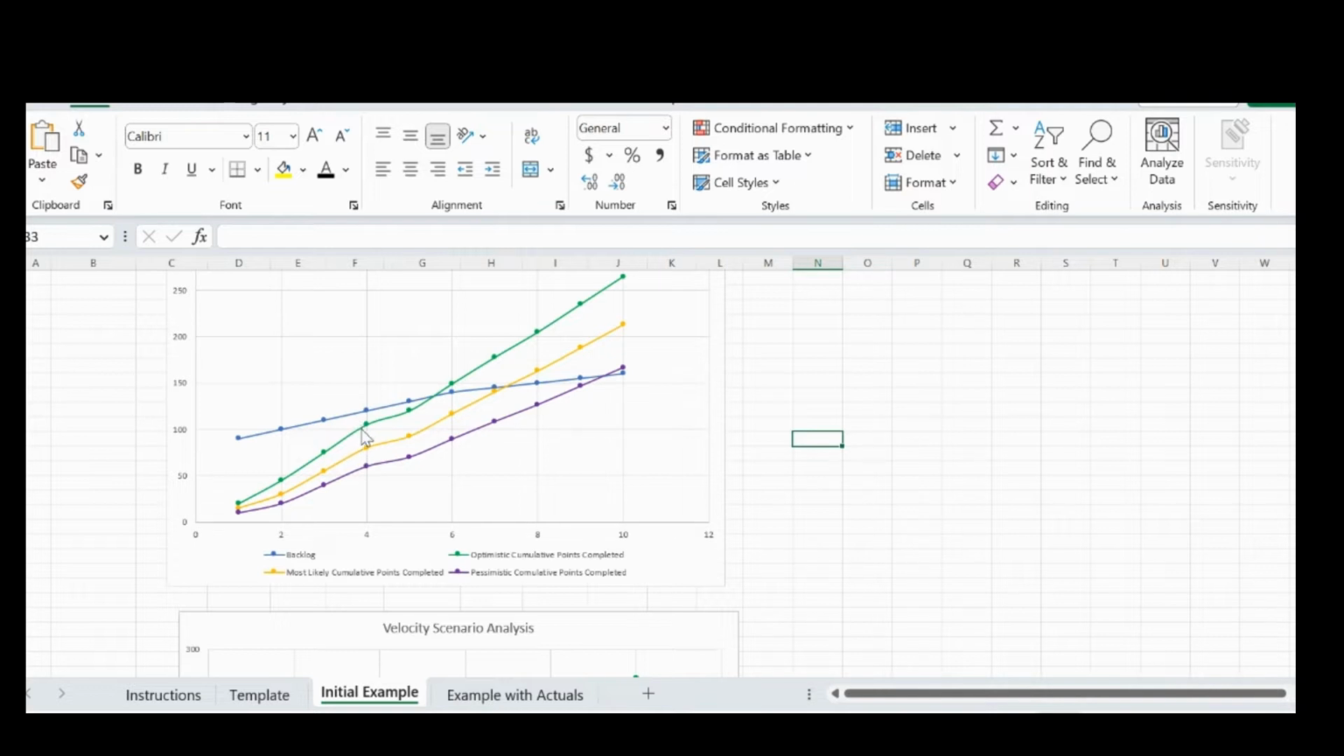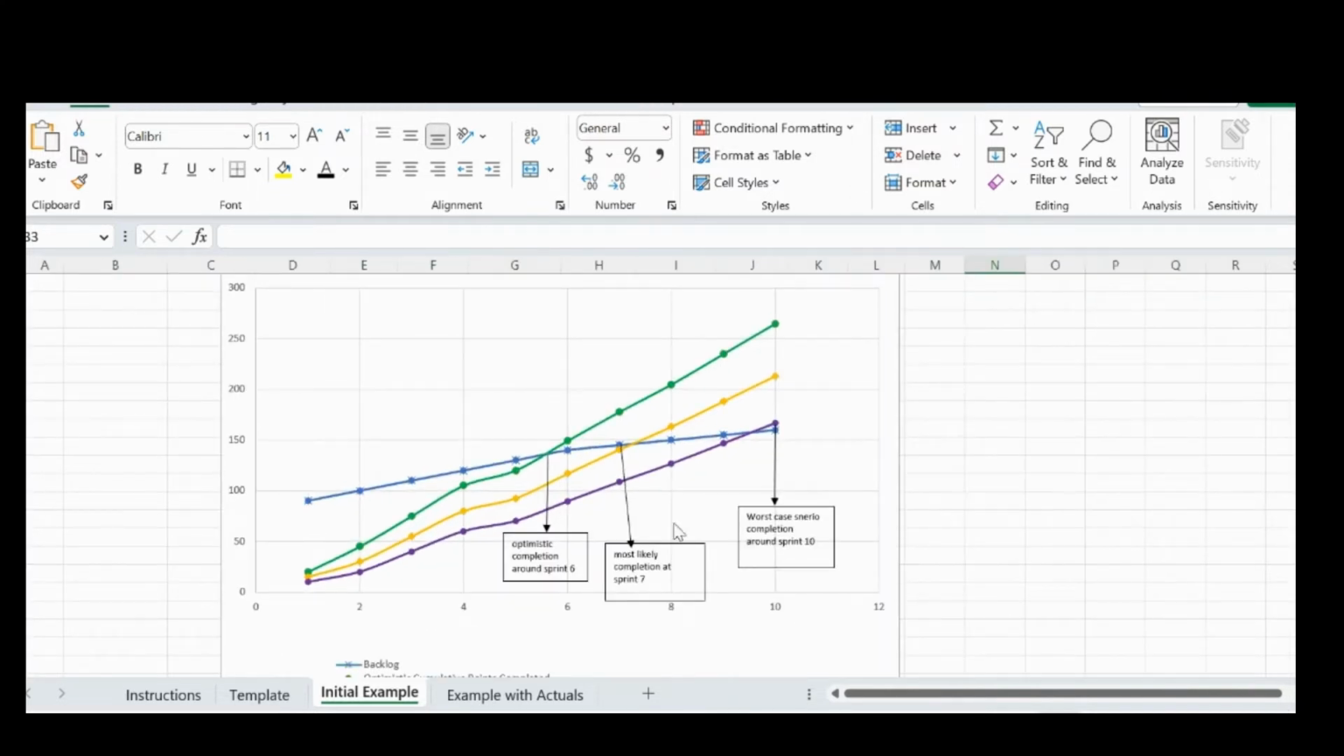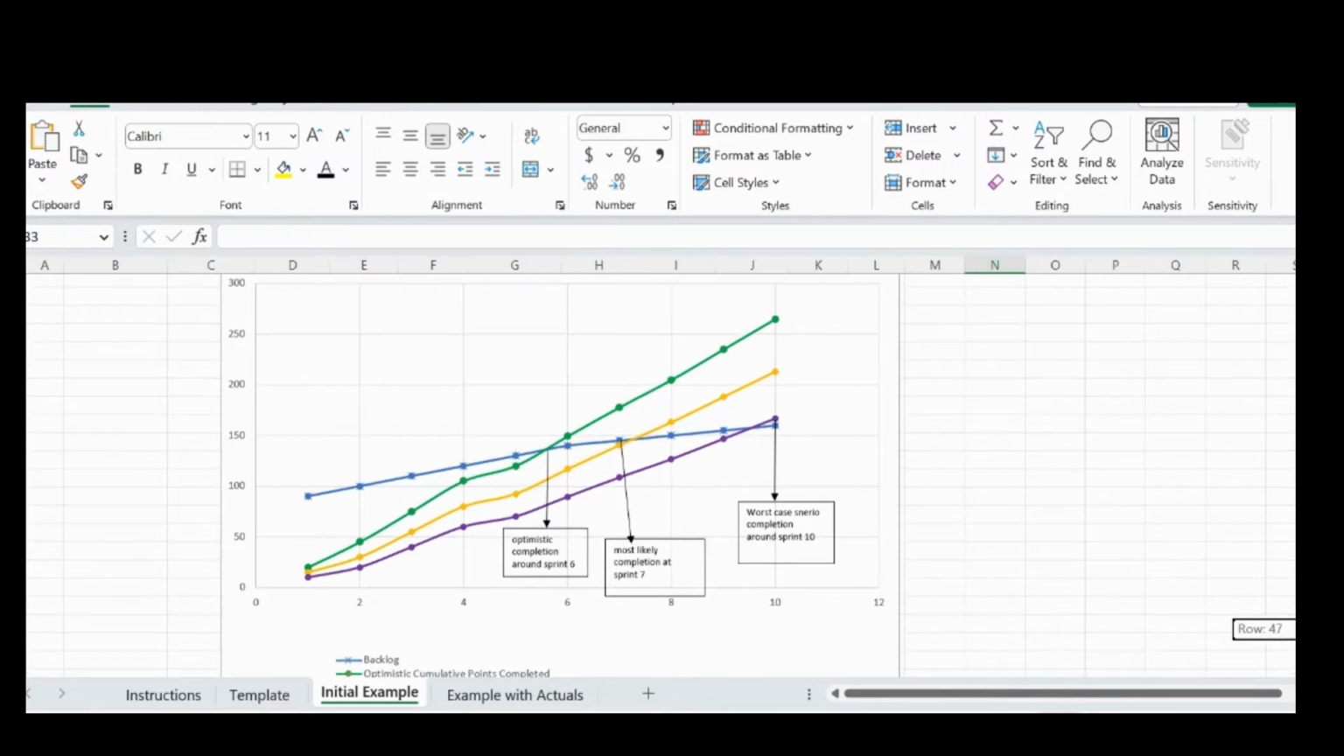Now, on the graph below, I have provided more information. So here, according to the optimistic scenario, you will finish your project after 6 sprints. According to the most likely scenario, 7, and based on the pessimistic scenario, about 10 sprints. Again, these numbers are not exact. They are only a range to help you forecast and get an idea.